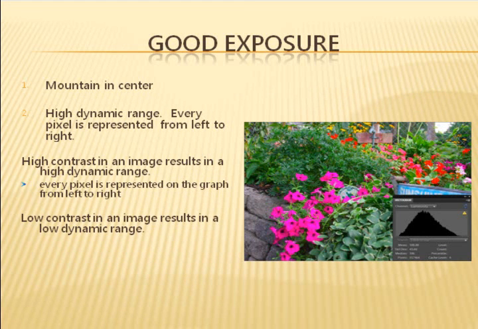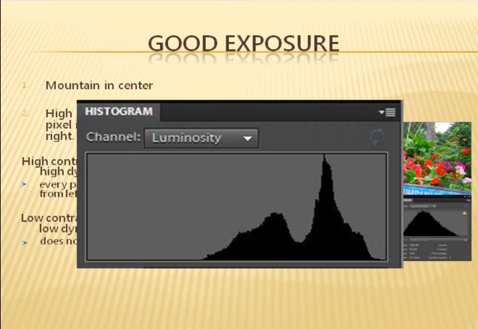But low contrast, where there's either a whole lot of white or not as much white, maybe more dark than white, has a low dynamic range. It does not cover pixels from left to right. Here is an example of that. You see on the left of this histogram there are no pixels covered on the dark area of this one. This would be a low contrast.